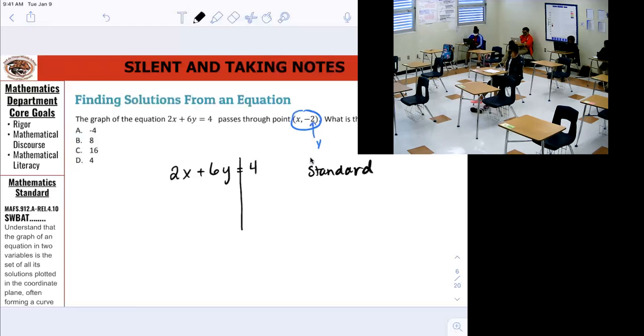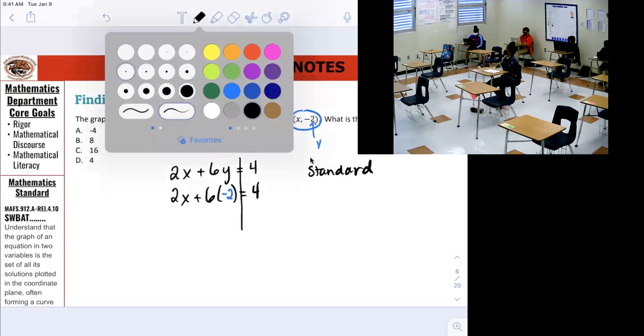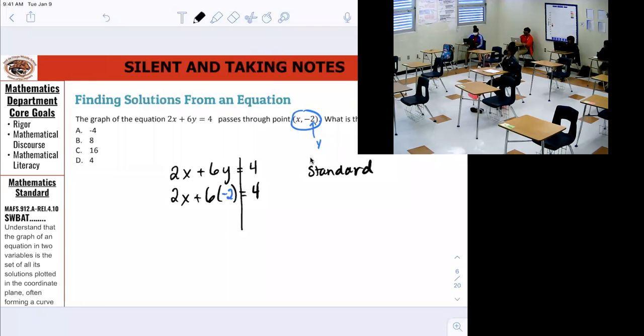So here I have 2x plus 6 times negative 2 equals 4. Now I do the math from here. So 6 times negative 2, what is that? Negative 12. So 2x minus 12 equals 4. I want you guys to go from here and see what you get for the value of x.